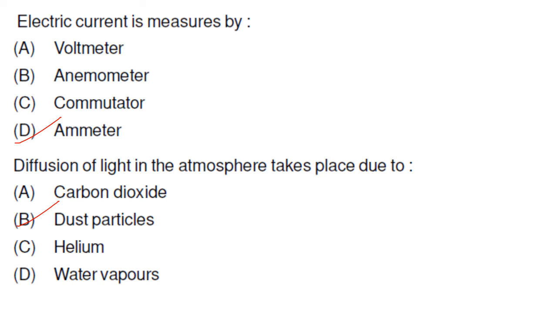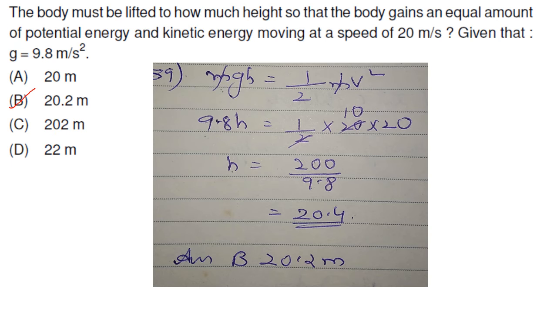Then electric current is measured by a meter. Answer is option D. Diffusion of light in the atmosphere takes place due to dust particles. Answer is B.